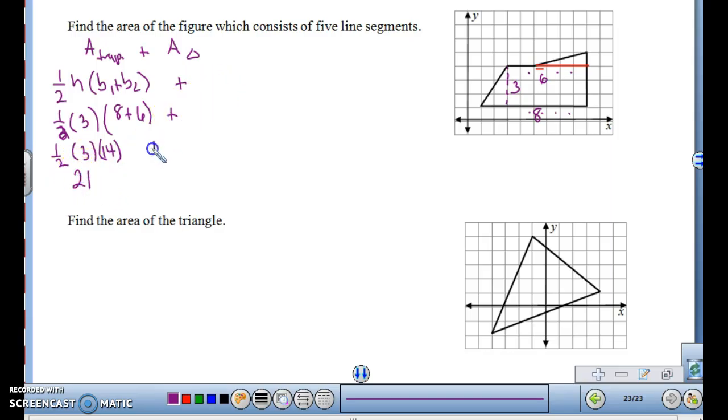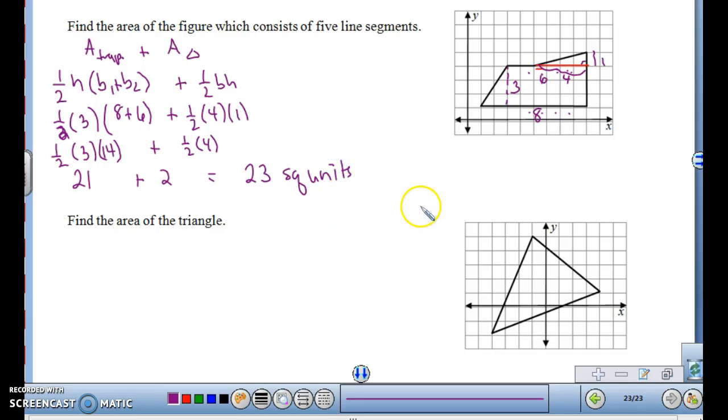And then I want to add in the area of this triangle right here. The triangle formula is 1/2 base times height, and since this is a horizontal and a vertical line, that makes this a right triangle, so we can count the base and the height. The base on this will be 1, 2, 3, 4 from here to here, and the height right here is 1. So it's 1/2 times 4 times 1, which is 1/2 times 4, which is 2. So the area of this figure will be 21 plus 2, which is 23 square units.